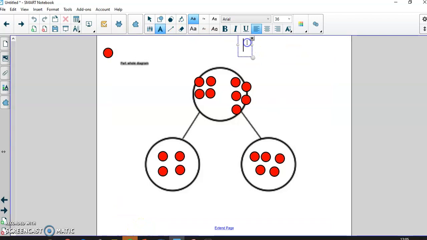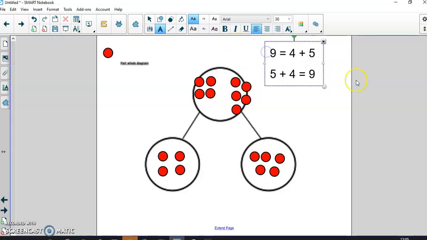And we can use that to write all kinds of different questions. So we could say that 9 is the same as 4 plus 5. We can say that 5 plus 4 equals 9. We could also show the subtractions we've been looking at. 9 take away 4 equals 5. 9 take away 5 equals 4. And all of those are correct.